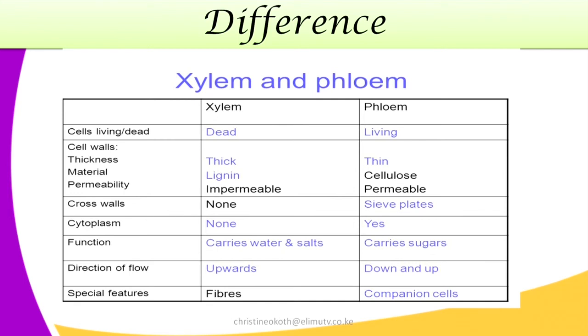Then for cross walls, in the xylem tissue we have none. But in the phloem tissue, we have the sieve plates that help in the transportation of the organic substances.